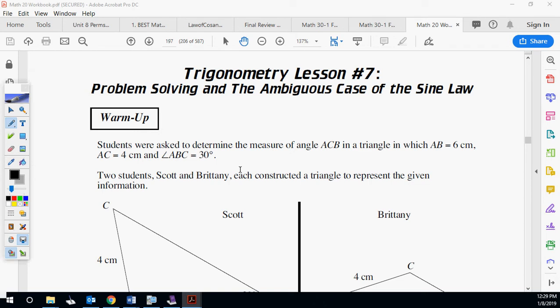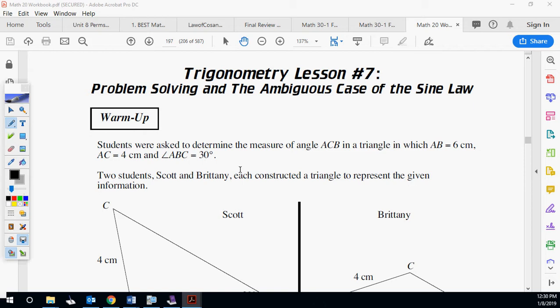Lesson 7: problem solving in the ambiguous case of the sine law. Again, we're going to be going over the sine law and how there actually is a case where you can get potentially two answers. I already said this to you, but in the video there are parts where it says protractor and ruler. We're going to summarize those points and just work through them without those today.